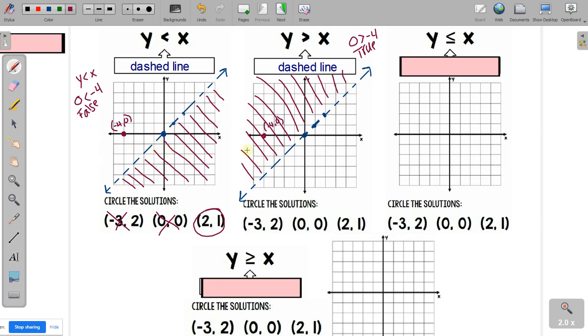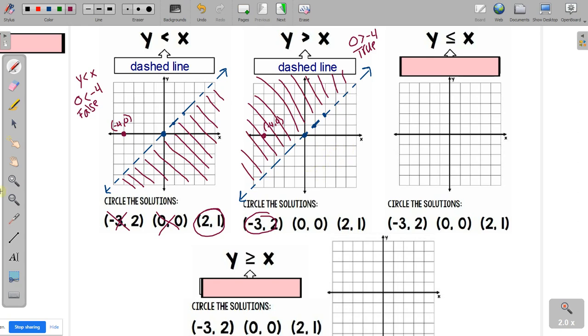Now let's check some points. -3, 2 is in our shaded region, so that is a solution. 0, 0 is on the line. Since it's a dashed line, it's not a solution. And 2, 1 is over here in our non-solution area.